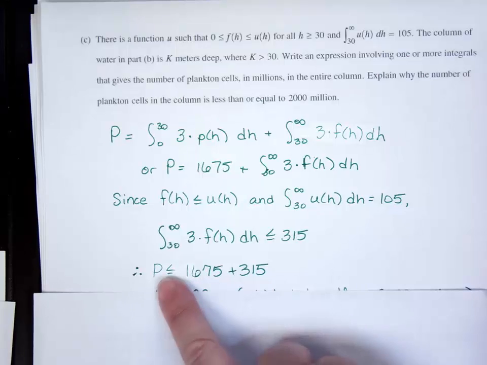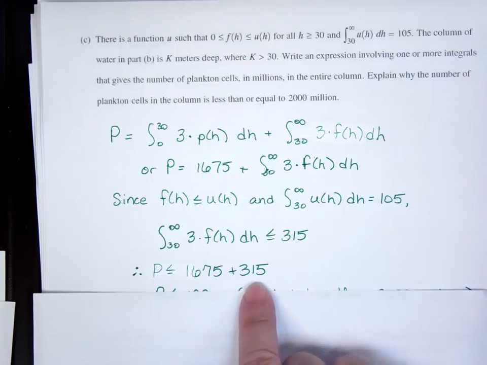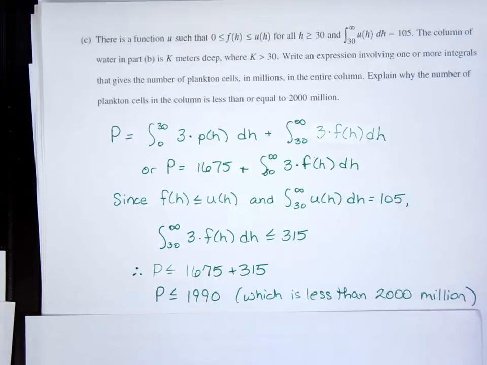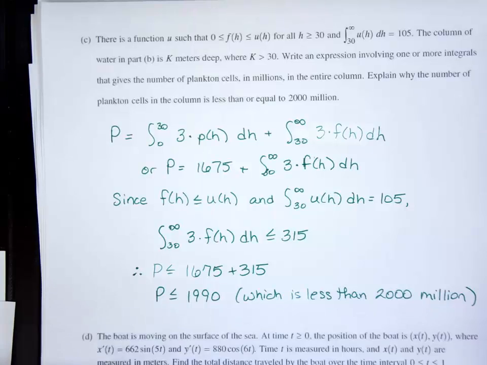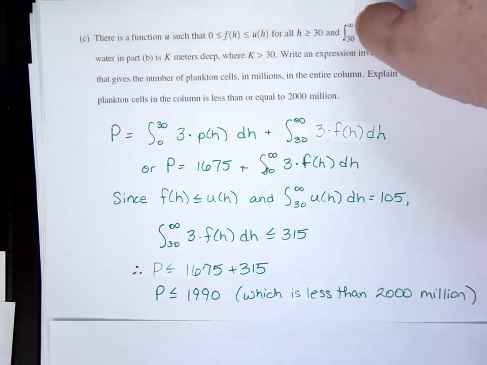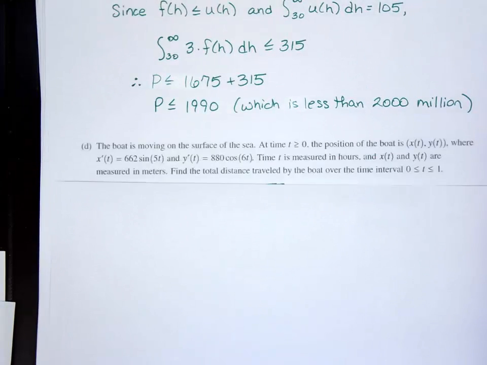We know that p has to be less than or equal to 1675 plus the 315 I just found, which comes out to be 1990, which is less than 2,000 million. And so that's how you prove that it has to be less than or equal to 2,000 million. All right, part D.